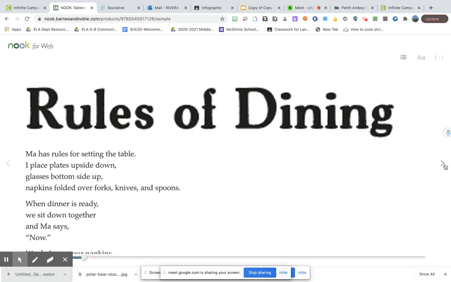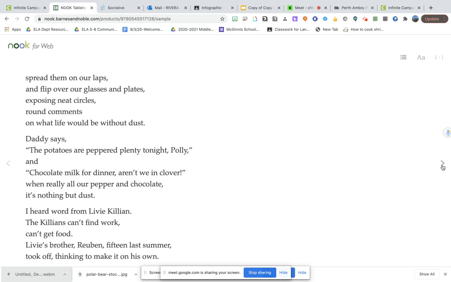All right, next chapter: rules of dining. Dining being eating. Ma has rules set for setting the table. I place plates upside down, glasses bottom side up, napkins folded over forks, knives, and spoons. When dinner's ready, we sit down together and Ma says, "Now." We shake out our napkins, spread them on our laps, and flip over our glasses and plates.